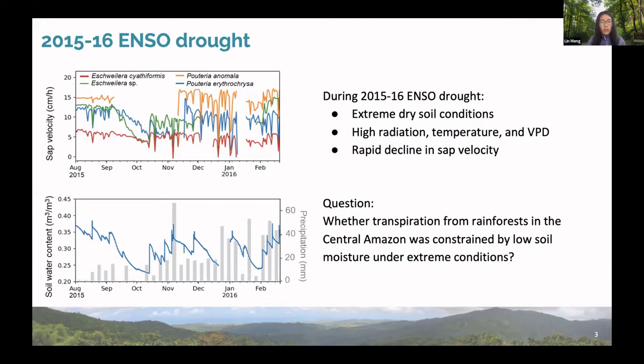The challenge of understanding drought impact on transpiration in Amazon is that we don't normally have good field data. It's logistically very challenging to collect data in Amazon, and many of these data don't cover the extreme drought period. But our project managed to install these sensors and collect this very valuable field data, which enables us to answer the question: whether transpiration from rainforest in the central Amazon was constrained by low soil moisture during the extreme drought.